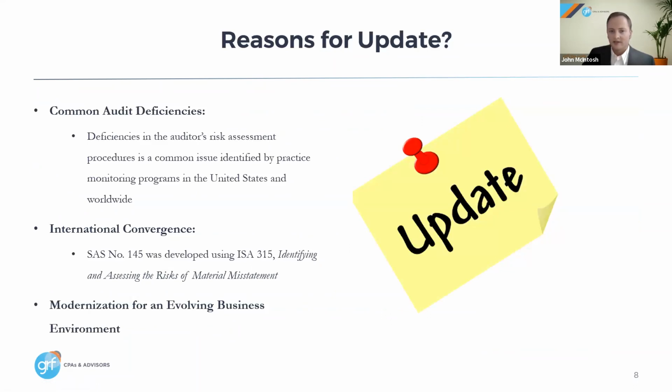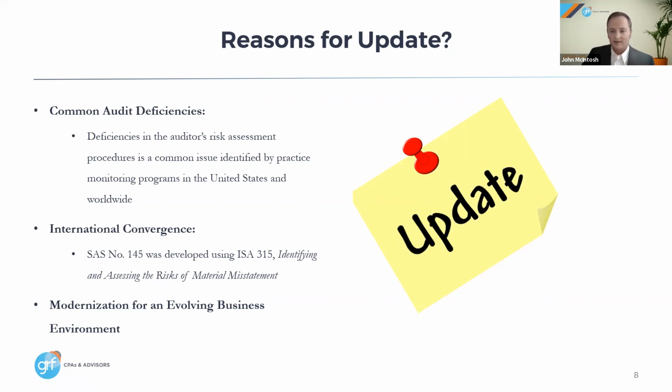So what were the reasons the Auditing Standards Board felt that this update was necessary in the first place? The first reason was due to the deficiencies in auditors' risk assessment procedures. This was a common issue identified by practice monitoring programs in the United States and worldwide. In 2022 US peer reviews, risk assessments were the leading source of matters for further consideration, constituting about 25% of all MFCs. The second reason was for the convergence with the International Standard on Auditing, or ISA.